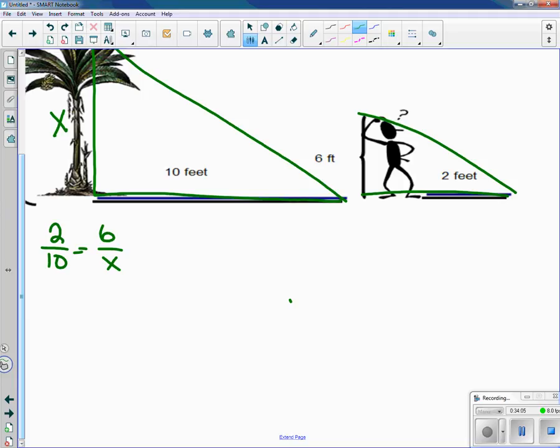10 over 2 is equal to, is it 10 over 2 is equal to what? 10 over 2 is going to equal what? X over 6.